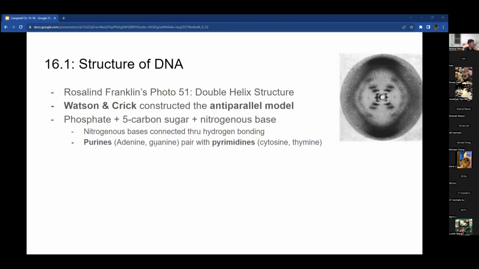Another thing that you should know, purines versus pyrimidines. Purines are the big rings. If you see DNA, sometimes you'll see the individual nucleotides portrayed as either 2 big rings or 1 small ring. The 2 big rings are called purines. The 1 small ring is called a pyrimidine. Make sense?